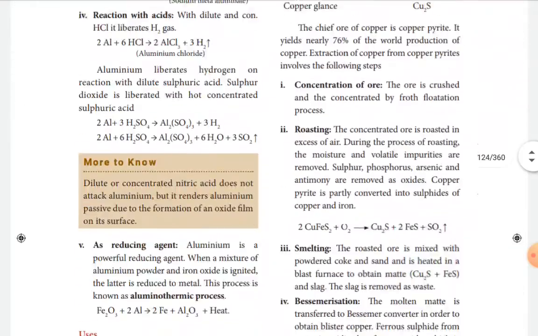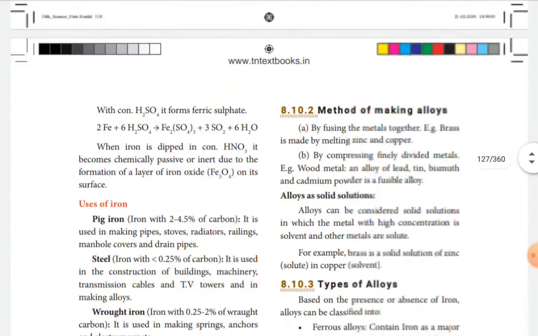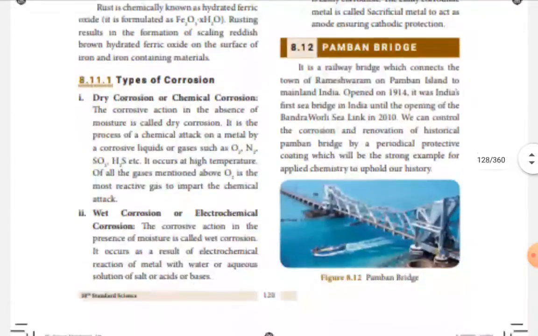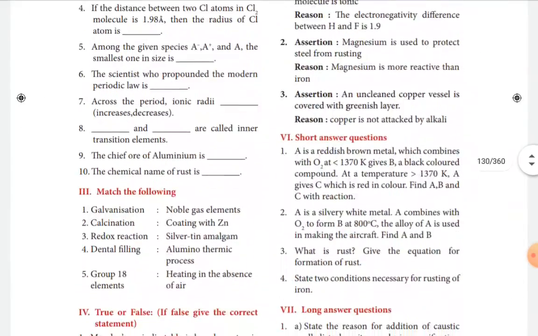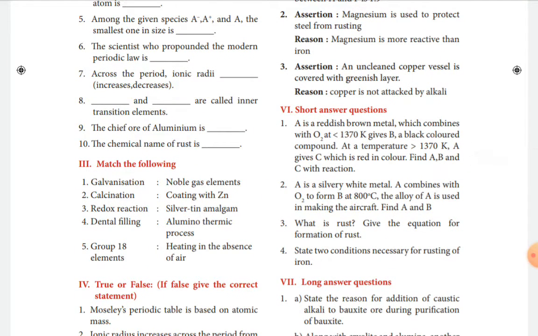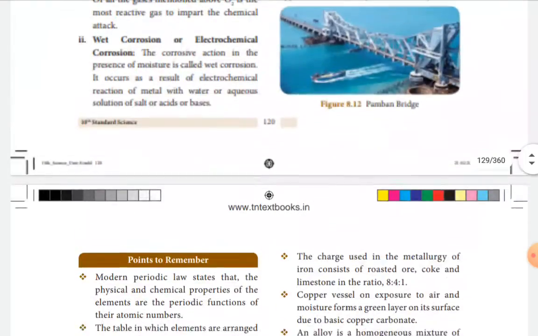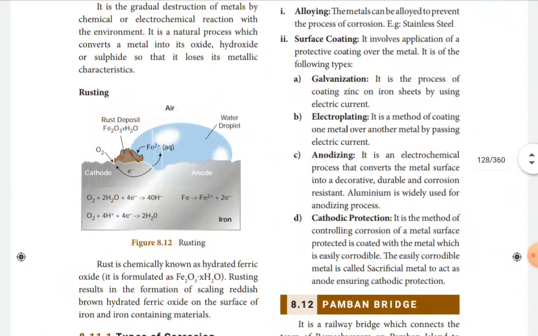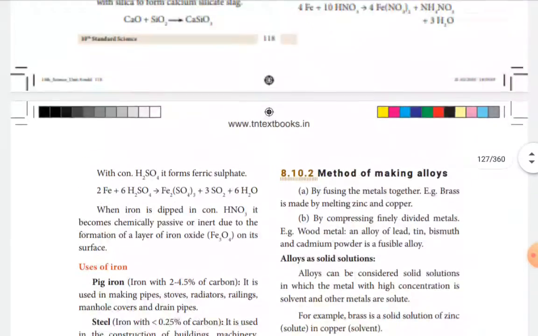Then the next question, in the topic of iron: what is rust? Third question, what is rust? It asks for the equation for the formation of rust. Rust is nothing but the destruction of iron when in contact with oxygen, carbon dioxide and water. That is corrosion. That is hydrated ferric oxide.